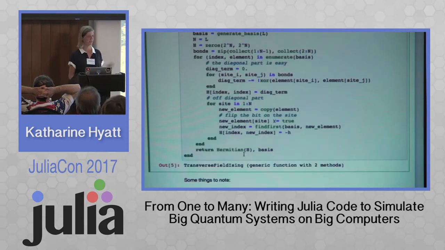Once we have this matrix, we can then compute things with it. Sound good? Have I lost everyone again?